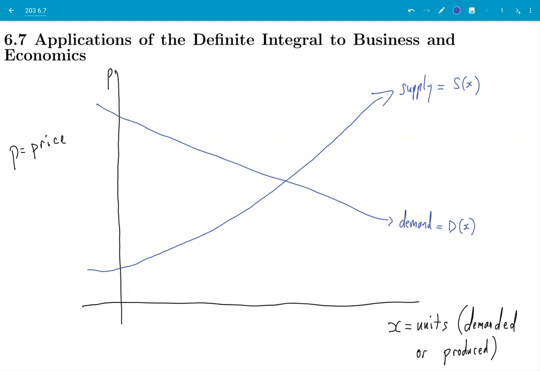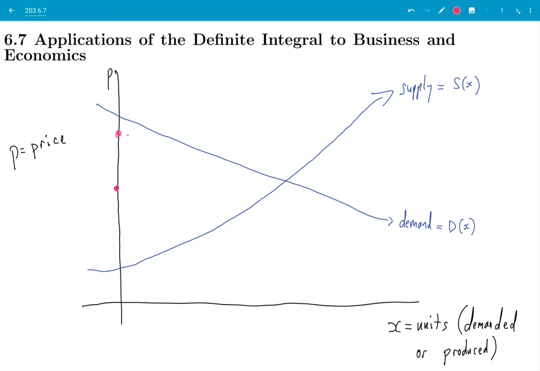Okay, so demand slopes down because, think of it this way, as the price goes up, as I go from, say, this price to this price, I'm going to have lower X values as I go up in price. This makes sense because the higher the price, the fewer units are demanded. And then supply is the opposite.